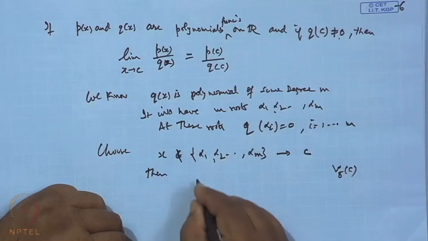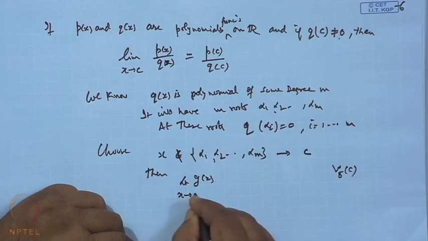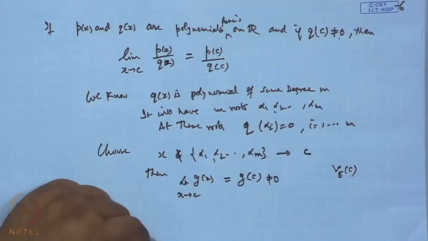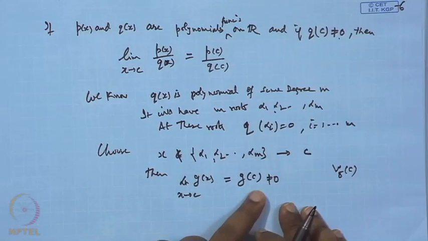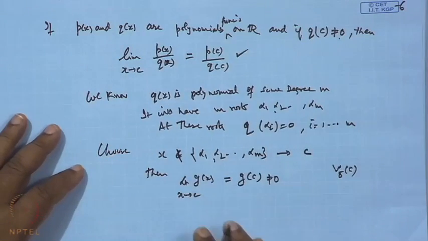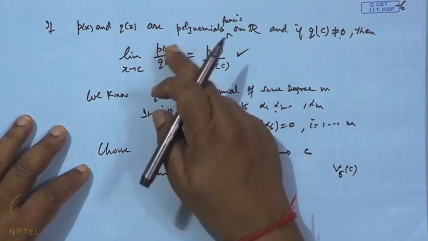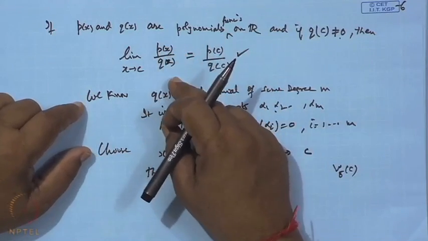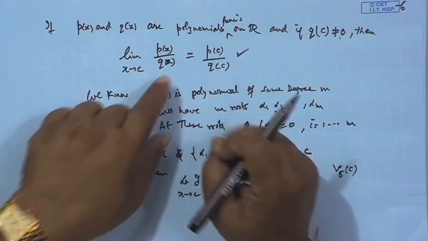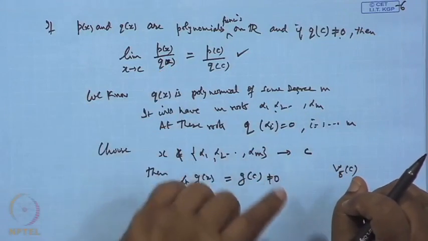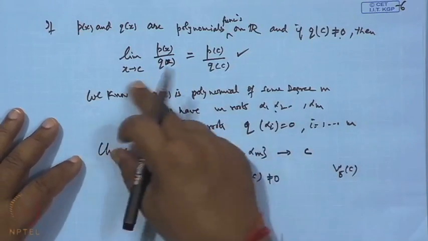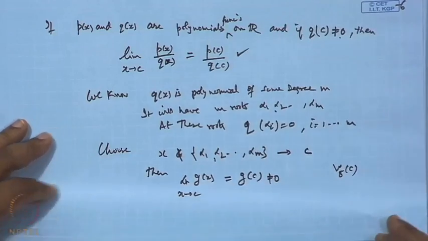Then the limit of q(x) when x tends to c is equal to q(c), and q(c) is already given to be non-zero. Once it is non-zero, then you can apply this result and get this. Okay. So, you must be very careful when you find the limit of p(x) over q(x): the points where q has its roots should not be available. In that neighborhood, all the roots of q(x) must be out, then only you can get the limit of this. Okay. So, that is the one thing which we have.